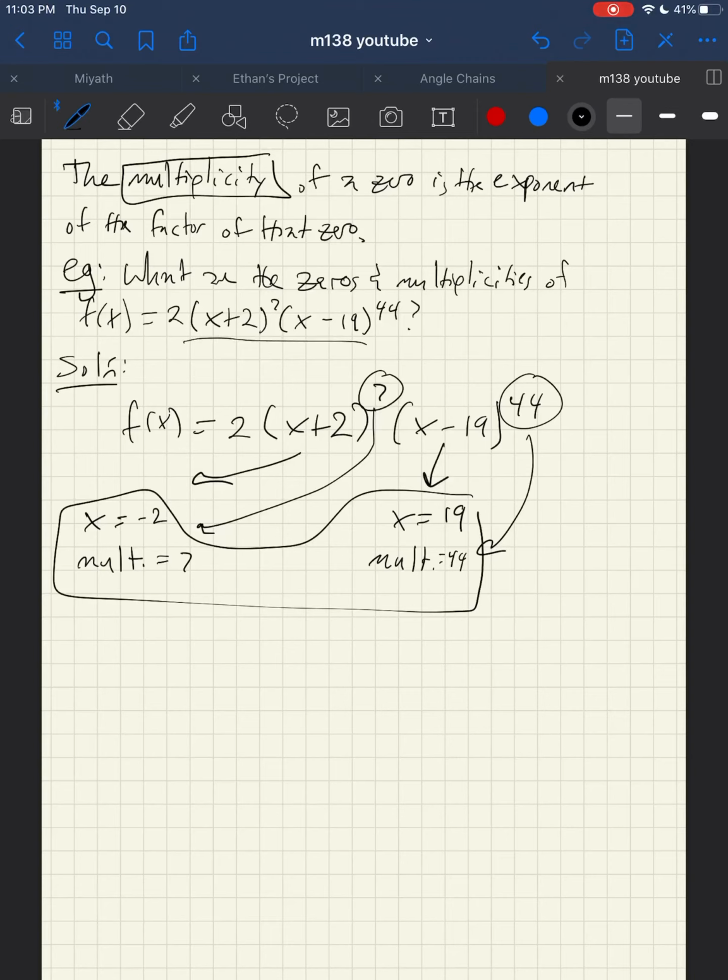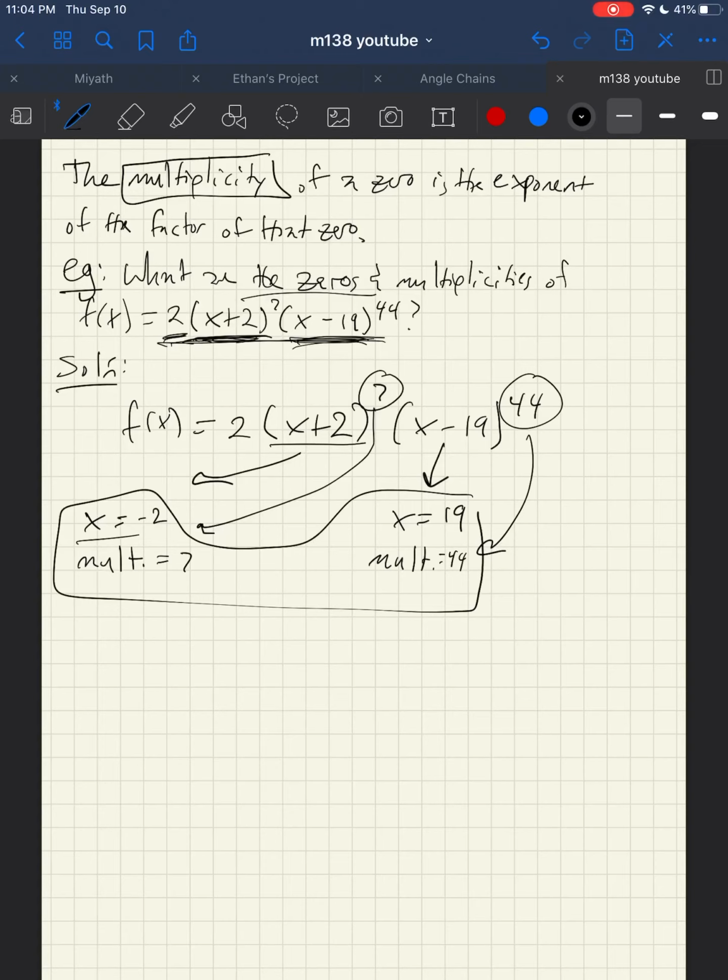Okay, so if that was a little too quick, let me go a little bit more slowly. So again, we have the ZPP, the zero product property, or ZFT, zero factor theorem. What's happening here? Well, this is a product of three things: 2 times x plus 2 to the 7th times x minus 19 to the 44th. And why do we care about equal to 0? Because I asked for the zeros. If this product is equal to 0, then at least one of these component factors has to be equal to 0. Well, 2 cannot equal 0, so we're not concerned about that. X plus 2 could be 0, and x minus 19 could be 0.